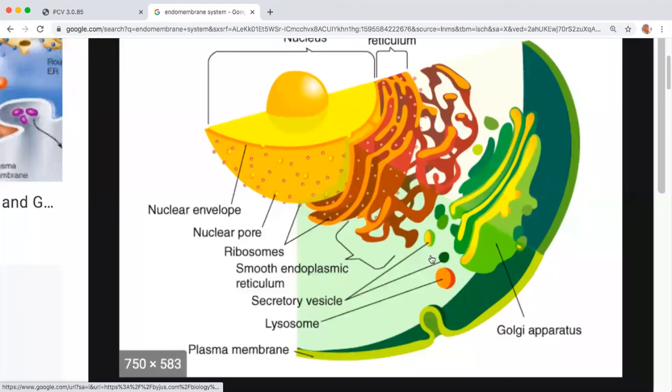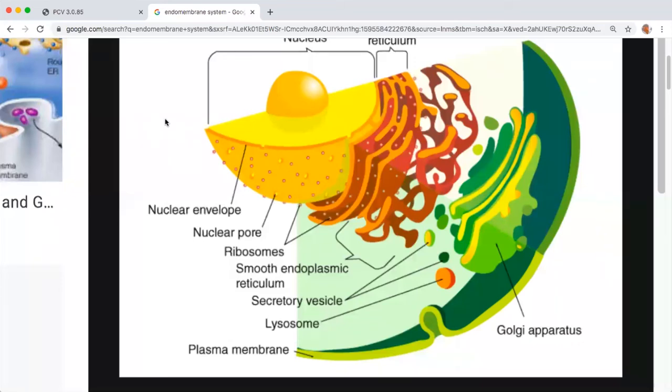Similarly, you will have vacuoles. Vacuole is not seen here, but vacuole is also part of the endomembrane system. Mitochondria and chloroplast will not be part of the endomembrane system. They are membrane bound organelles. You have lots of membrane bound organelles.